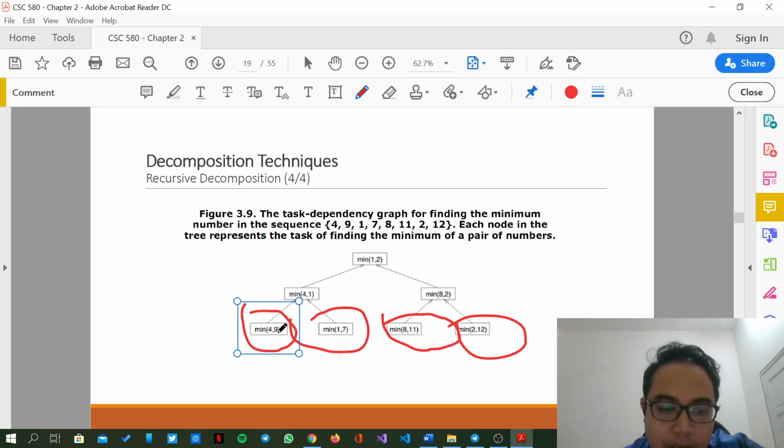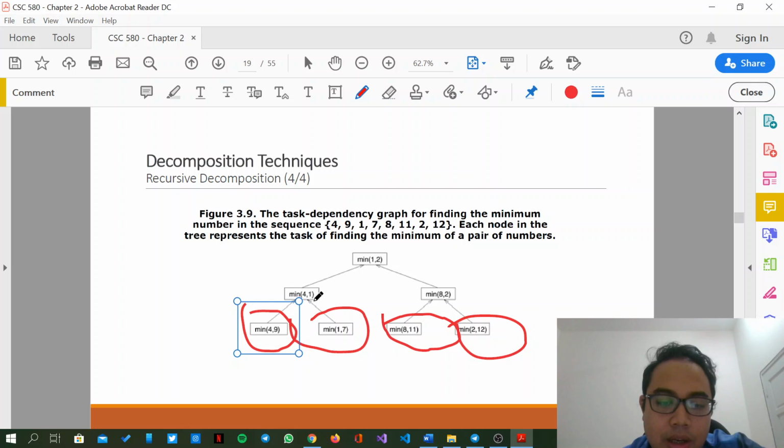So, between 4 and 9, mana lagi kecil? Soalan bodoh. So, 4 di atas. Between 1 and 7, which one is smaller? 1 di atas. Okay, between 8 and 11, which one smaller? 8. Between 2 and 12, which one is smaller? 2. Okay, then naik atas lagi.